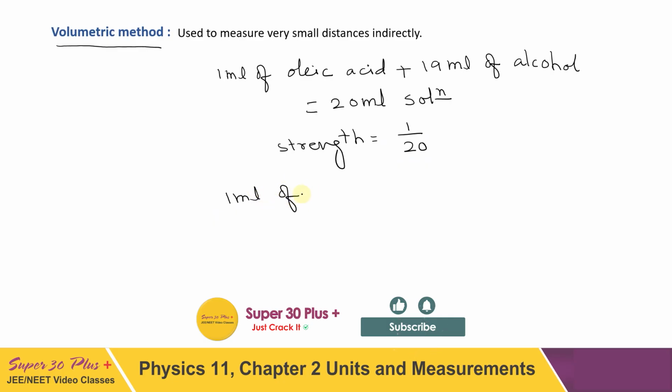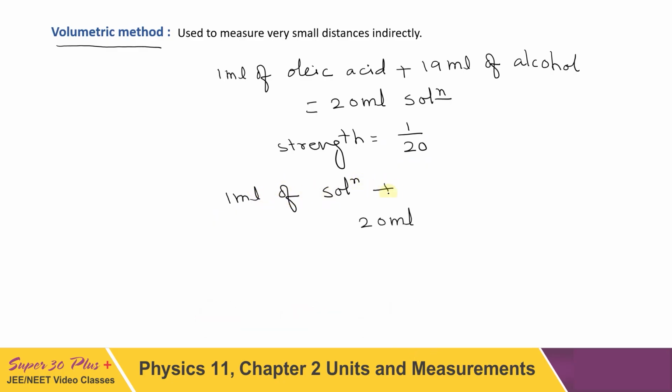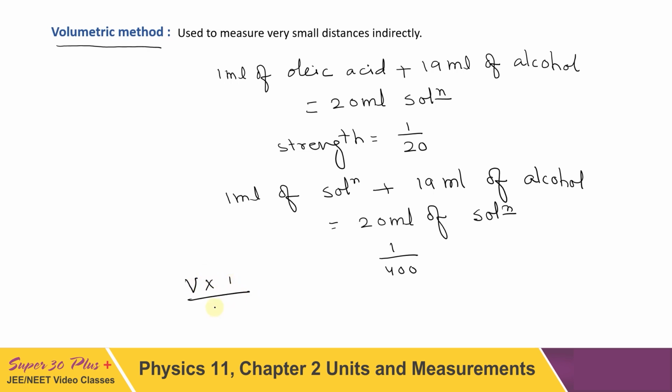So 1 ml of solution is again mixed with 19 ml of alcohol. So again it is being diluted. We got 20 ml of solution. Now the strength of this solution has become 1 by 400. If we take V ml of this solution, what will be the amount of oleic acid in this? V into 1 by 400, because its concentration has become 1 by 400. So this is the volume of oleic acid in the solution.